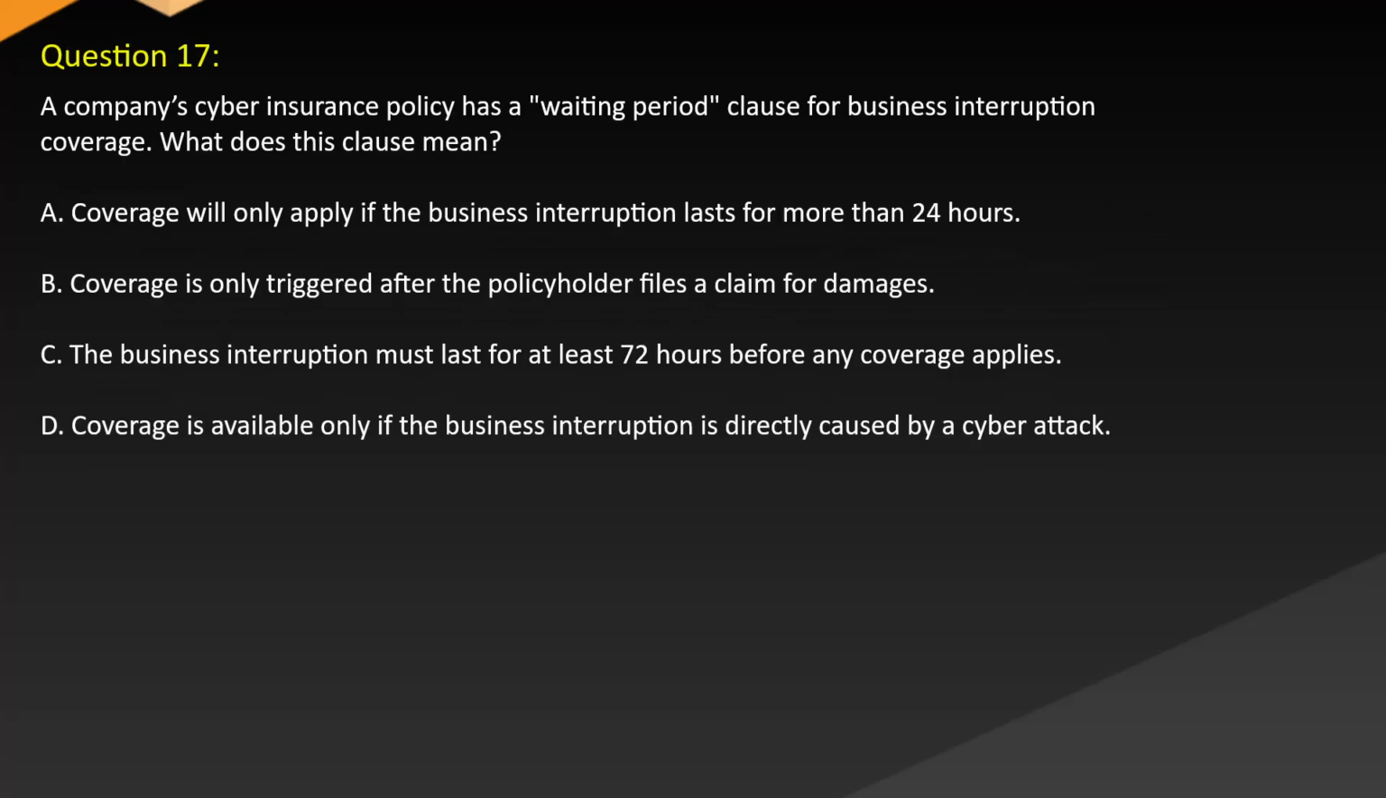Question 17. A company's cyber insurance policy has a waiting period clause for business interruption coverage. What does this clause mean? A. Coverage will only apply if the business interruption lasts for more than 24 hours. B. Coverage is only triggered after the policyholder files a claim for damages. C. The business interruption must last for at least 72 hours before any coverage applies. D. Coverage is available only if the business interruption is directly caused by a cyber attack.